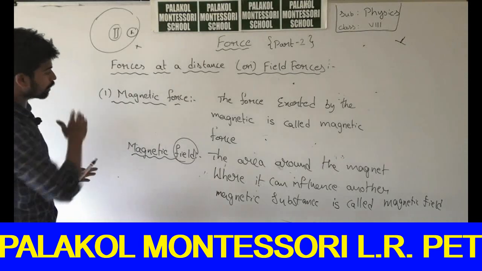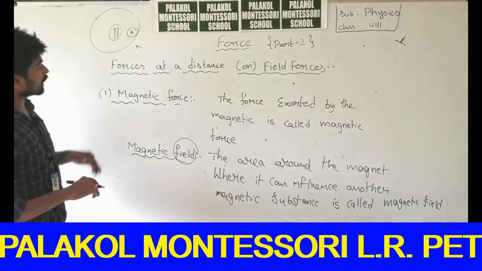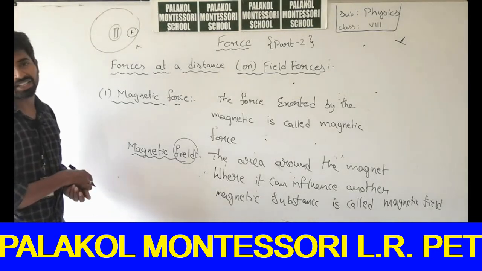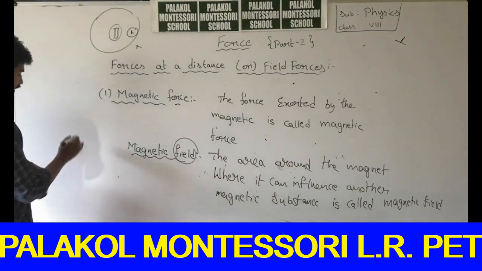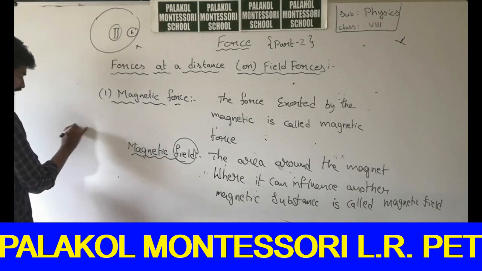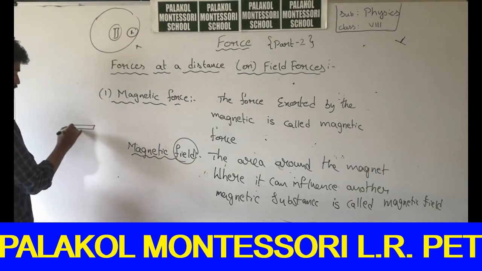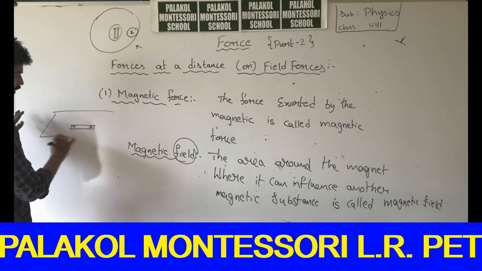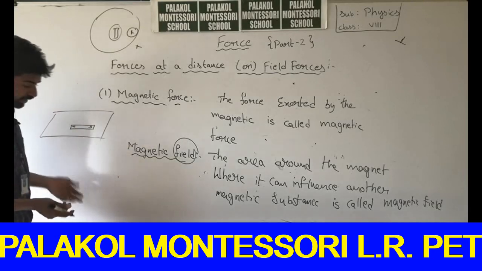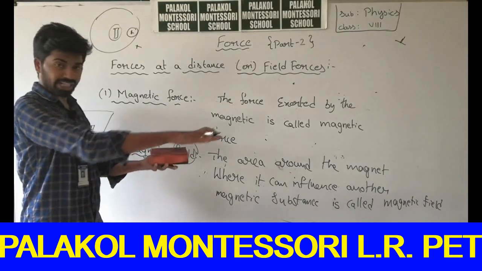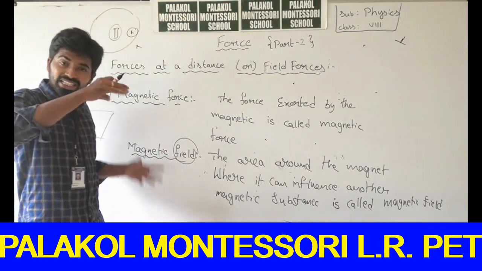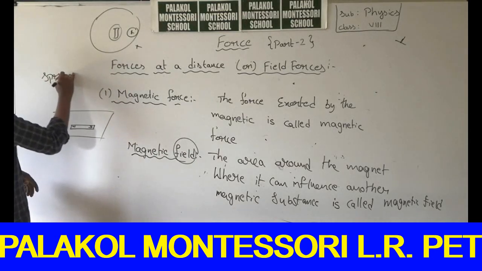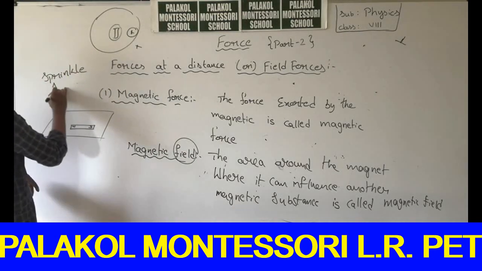So, this is the concept of magnetic force. You can also visualize the magnetic field around the magnet. How? Take a bar magnet, north pole, south pole, and place a white chart, a white paper, on it. Take a bar magnet, place a white paper on it, and sprinkle some iron filings on the paper.